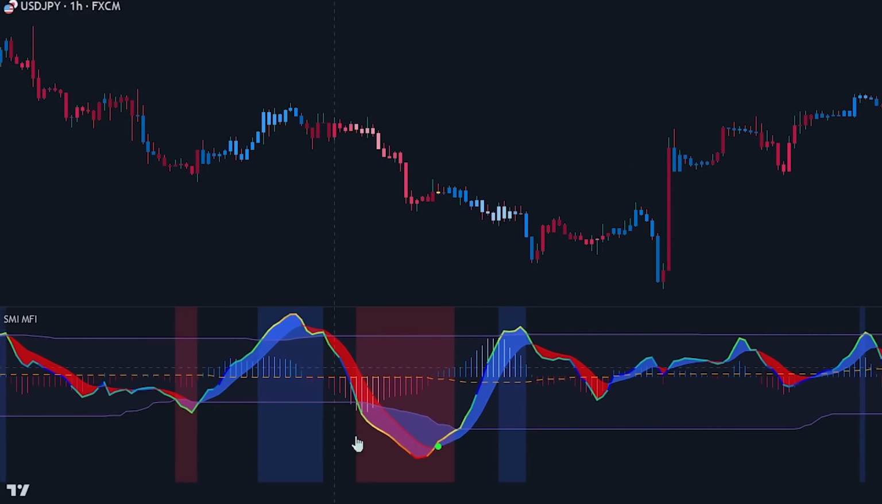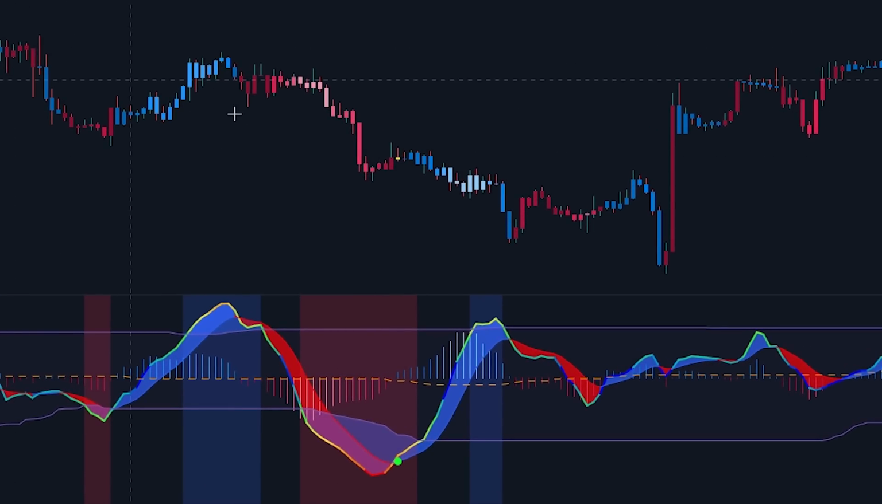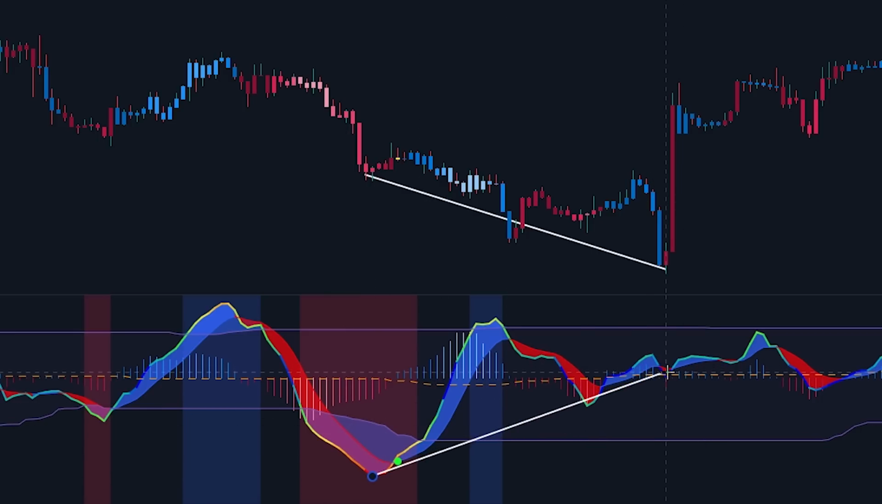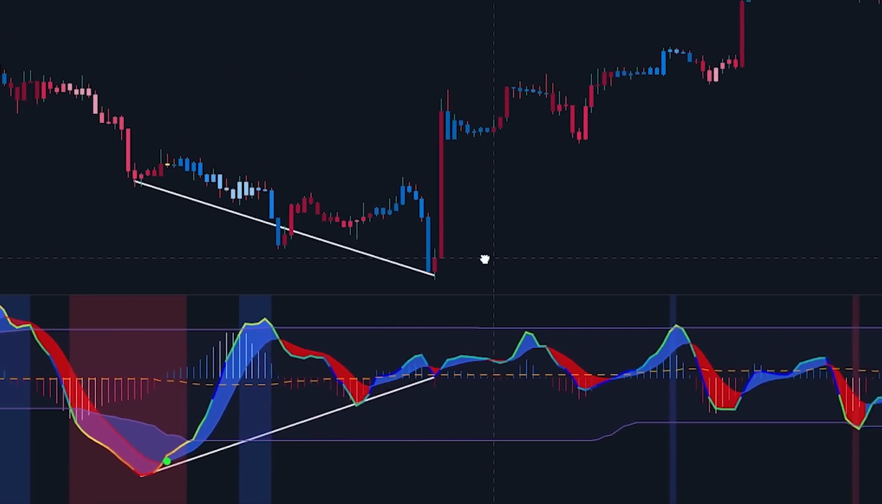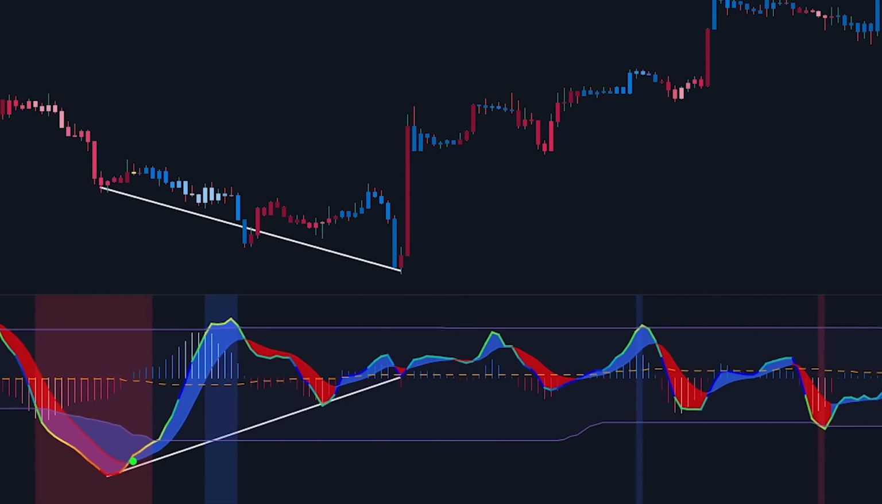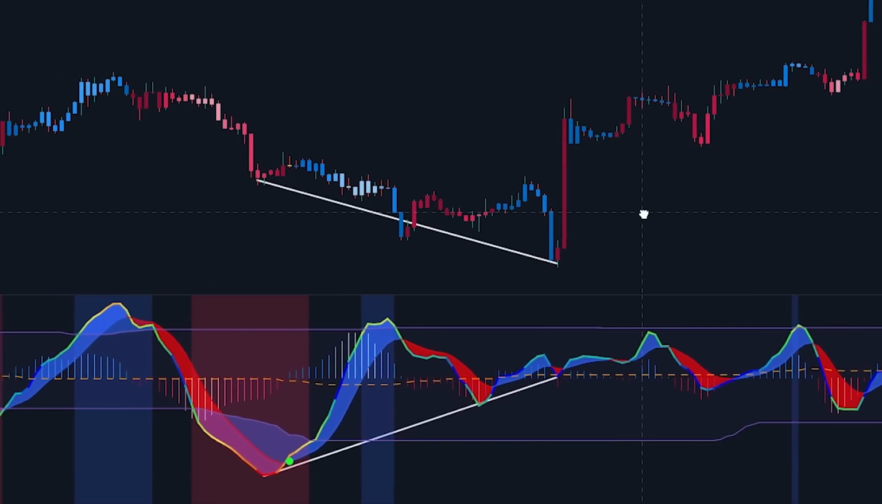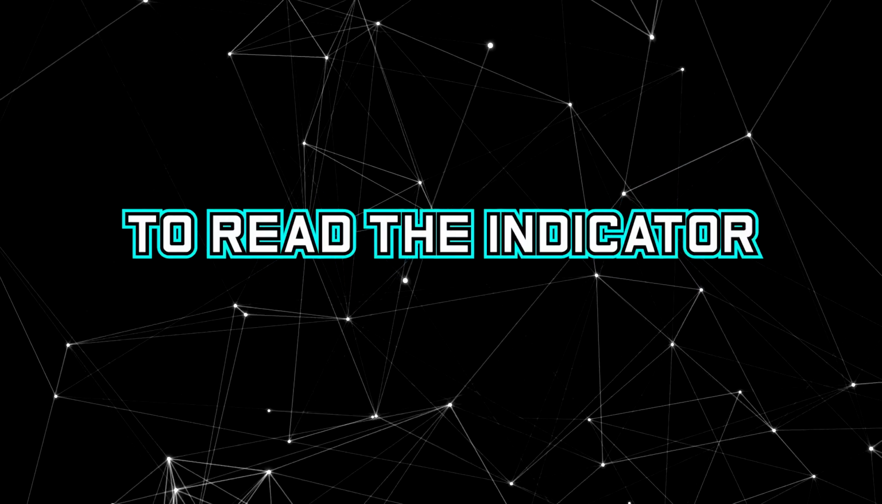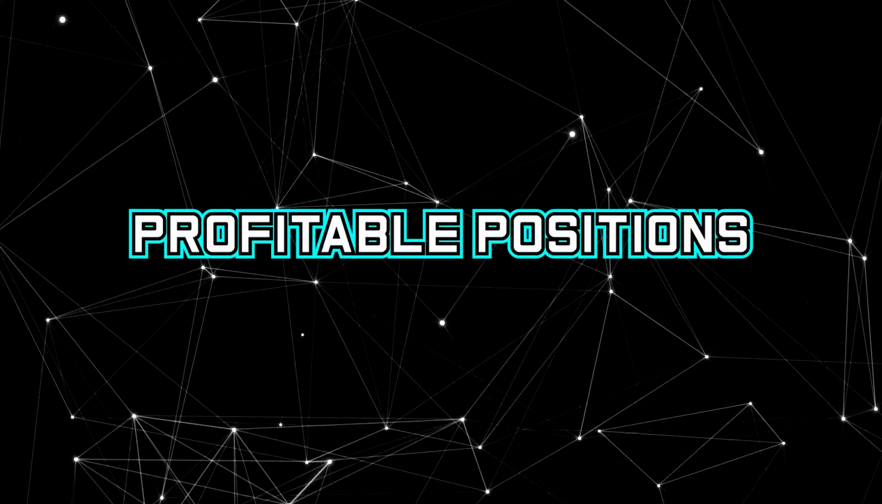On the other hand, we can see here that the price was in a downtrend, characterized by the lower lows, but if we take a look at the SMI MFI indicator, we can see that higher lows have formed. This indicates that the downward move is weak and that it is likely for an uptrend to start. By paying attention to these divergences between the price action and the SMI MFI line, traders can gain insights into potential shifts in market sentiment. By using these methods to read the indicator, we can already enter into profitable positions.